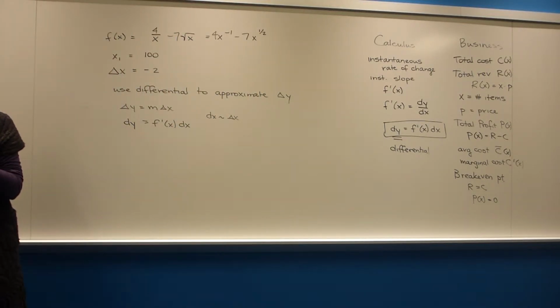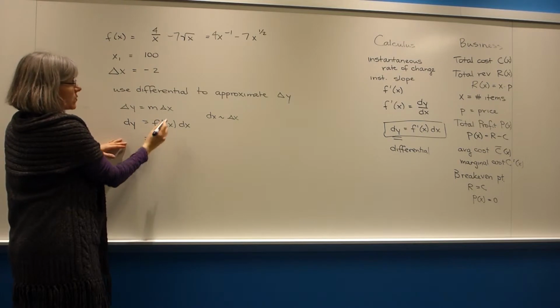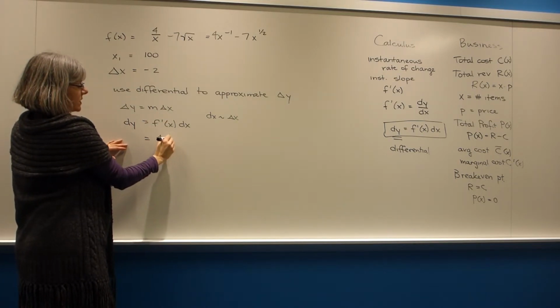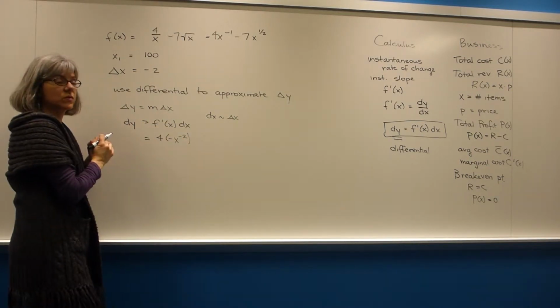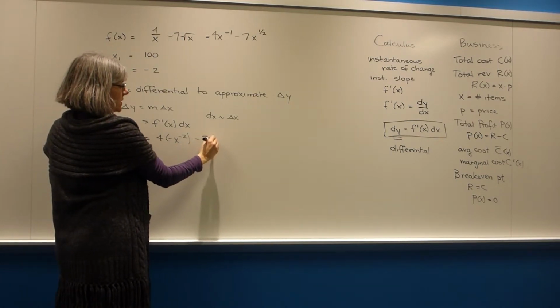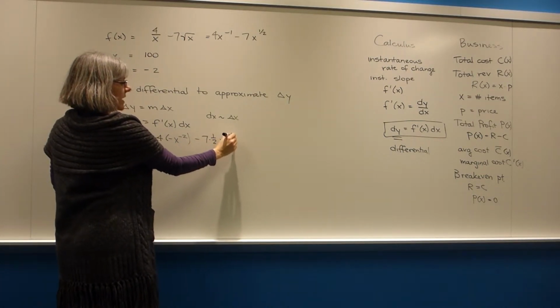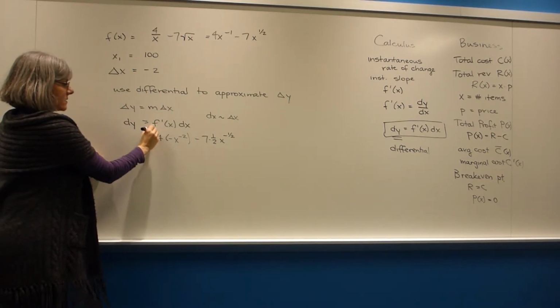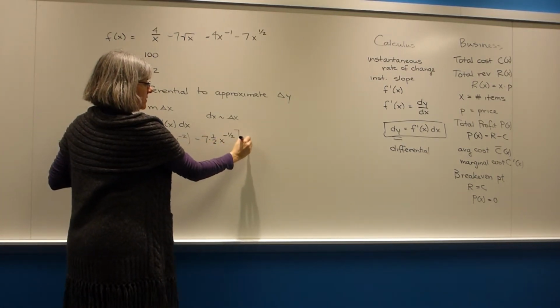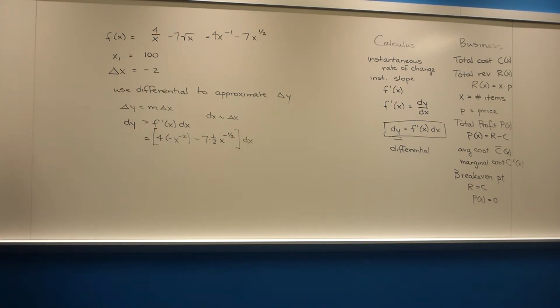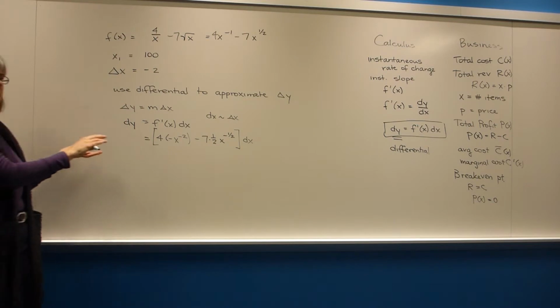Now am I ready? Yes. So put in, so I get 4 times negative x to the minus 2 minus 7 times 1/2 x to the minus 1/2. All of that times dx. Does that look right so far? Anyone? I know, I should have picked something easier to demonstrate. I was trying to do too much. So does this make sense, what I did?